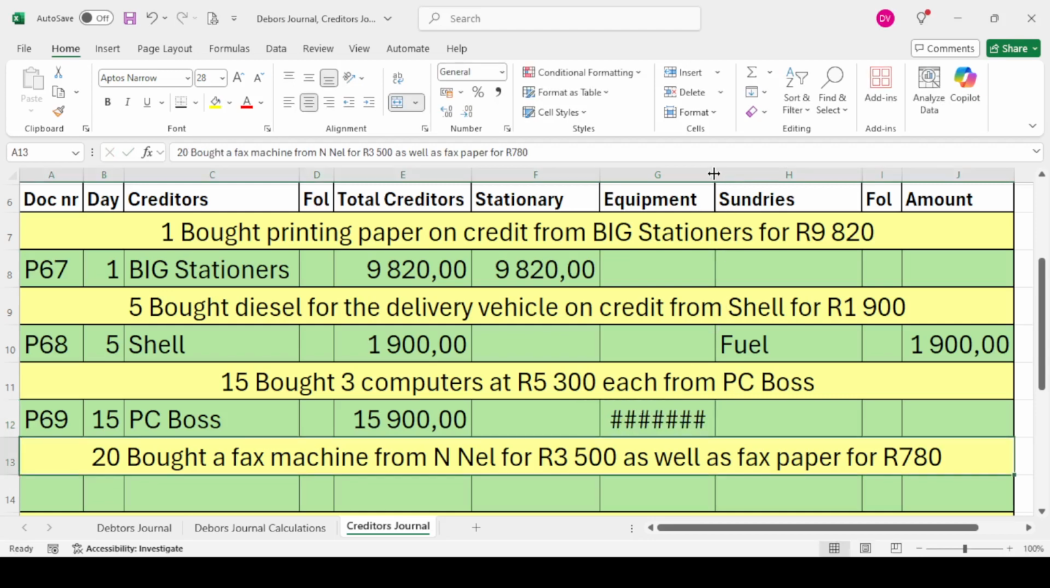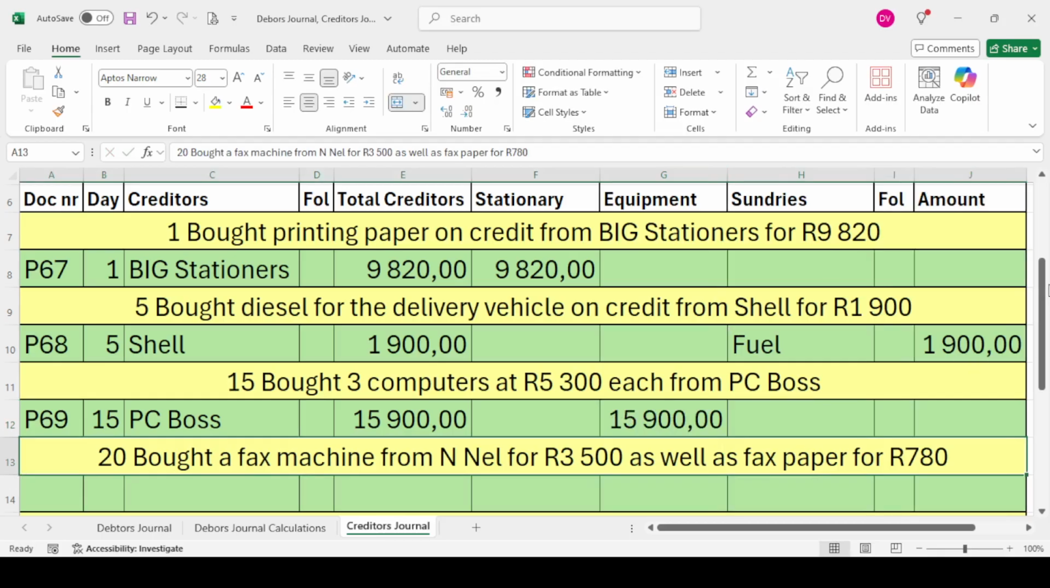There we go. Just need to make the column bigger. Then you can see it. Right. That's it. That transaction is done. Next one, on the 20th.